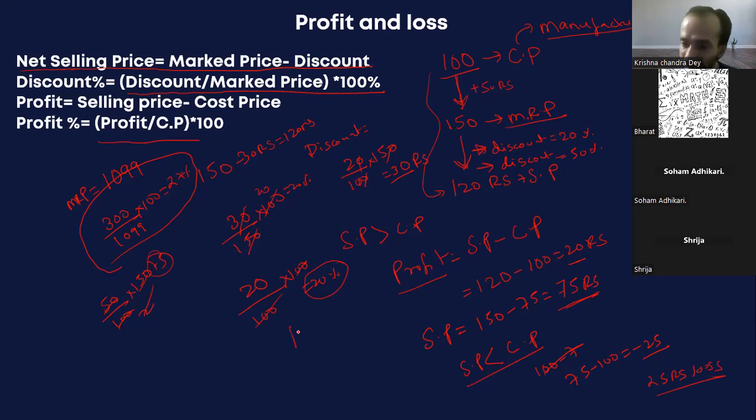So loss percentage is nothing but loss by cost price, because he has invested this money, right? By cost price into 100. So what is the loss he made here? 25 rupees is the loss. What was the cost price? 100. So 25 by 100 into 100. So he made a 25% loss when he gave a discount of 50%.